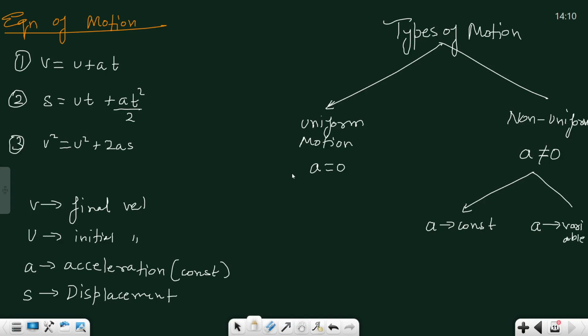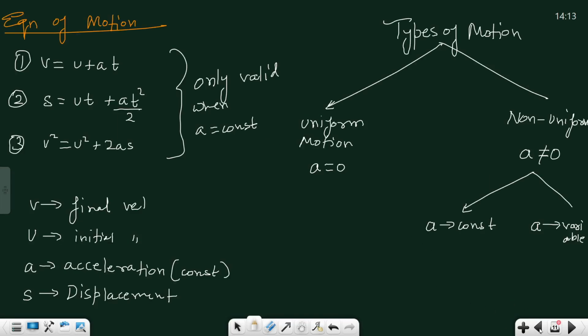So these equations are only valid when acceleration is constant. If acceleration is changing, then we have to go for integration and derive these equations. We will derive these equations one by one. Note it down beforehand. We will derive the first equation today. Note it down. Let's go, we will derive these equations.